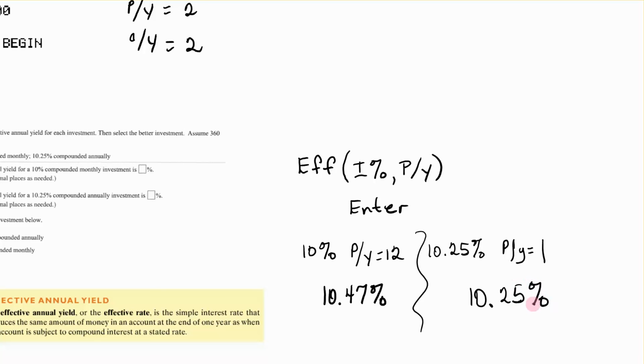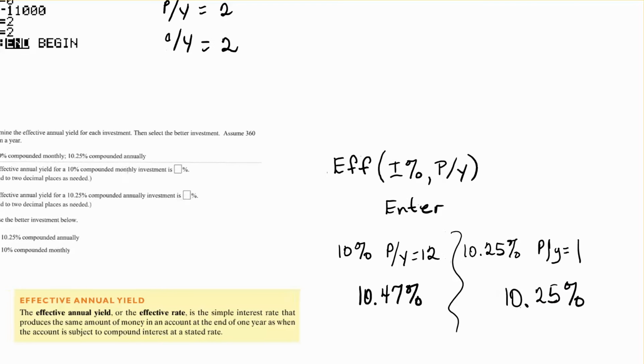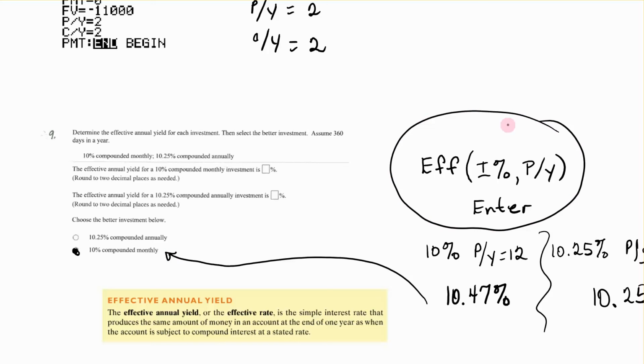All right, this is the effective rate for each one of these. You can take two different conditions and compare them by changing them both over to their effective rates, and you can see that this one is higher. So you will want to make note of this for effective annual yield. It's under finance and it's choice C.